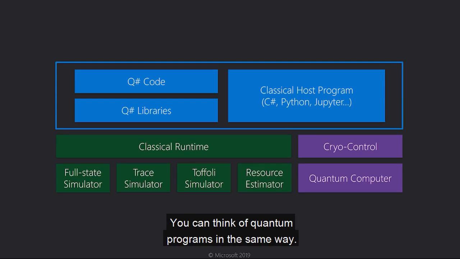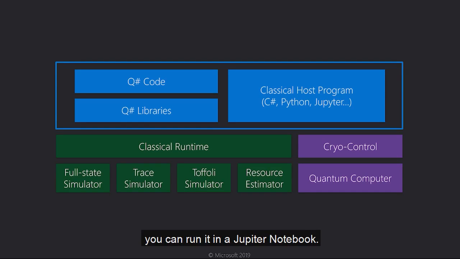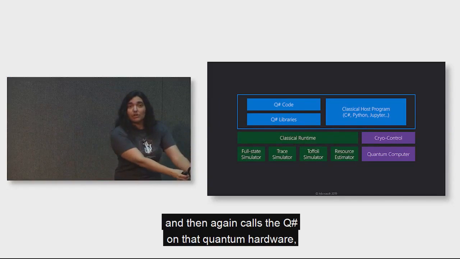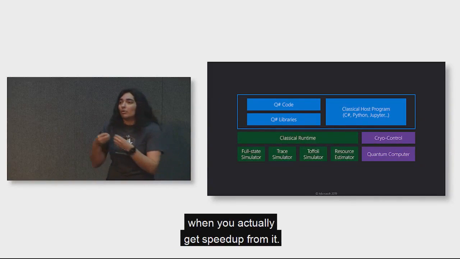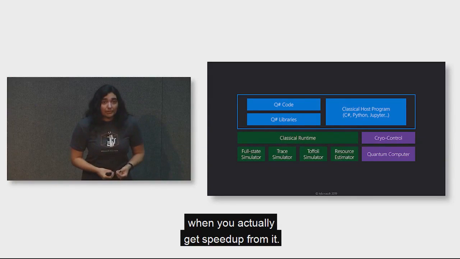You can think of quantum programs in the same way. We have Q# code, which runs on the actual quantum hardware. But we also have driver code, which is written in a classical language, such as C# or Python. You can run it in a Jupyter notebook, and that does the data prep, the I/O and the visualization, etc. And then again it calls the Q# on the quantum hardware when you'll actually get a speedup from it.